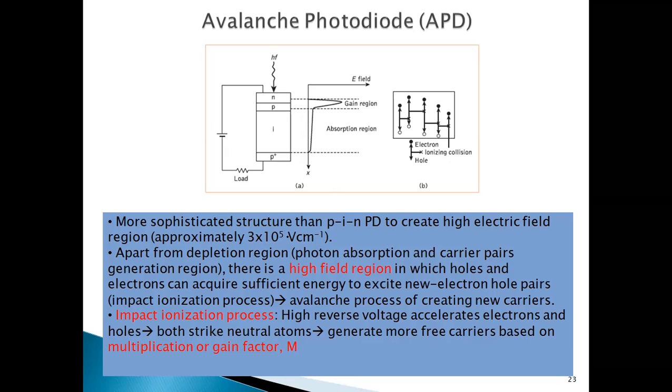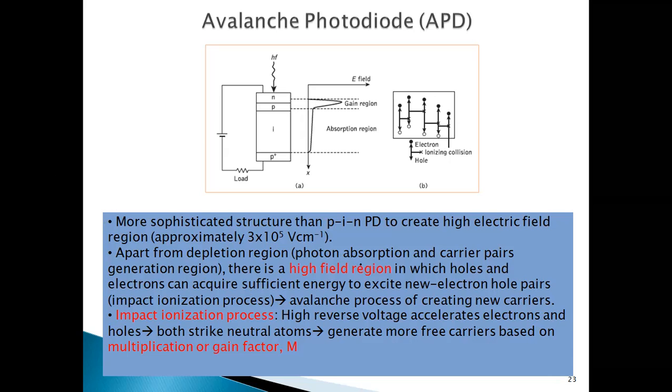The reason for having this high electric field region is that it can speed up, or accelerate, the newly produced carrier pairs. When these carrier pairs are accelerated, they have sufficient energy to collide with a new atom, and it will excite new electron and hole pairs. This process is known as the impact ionization process, which is the avalanche process of creating new carriers.